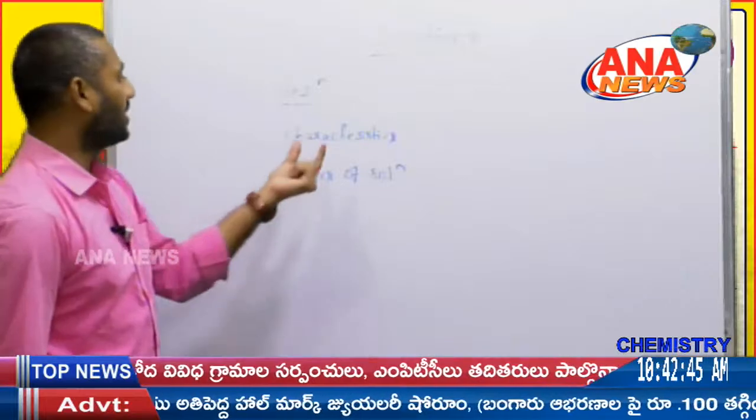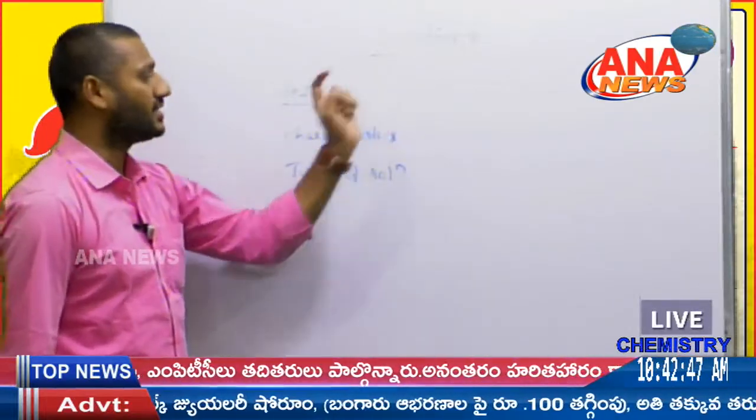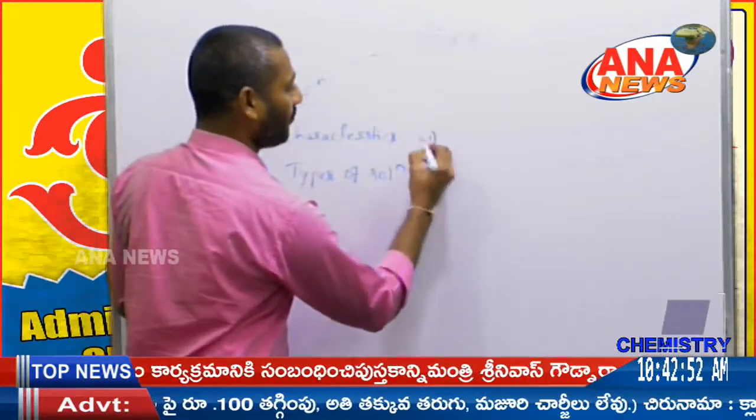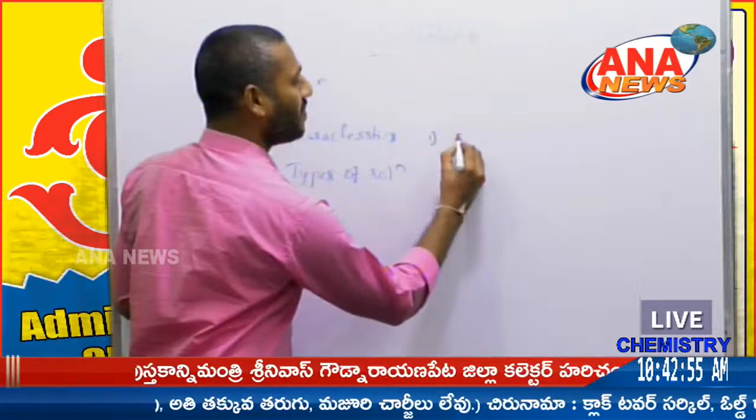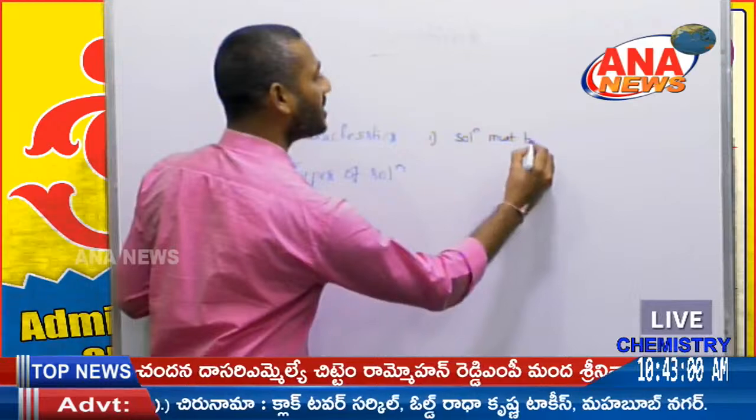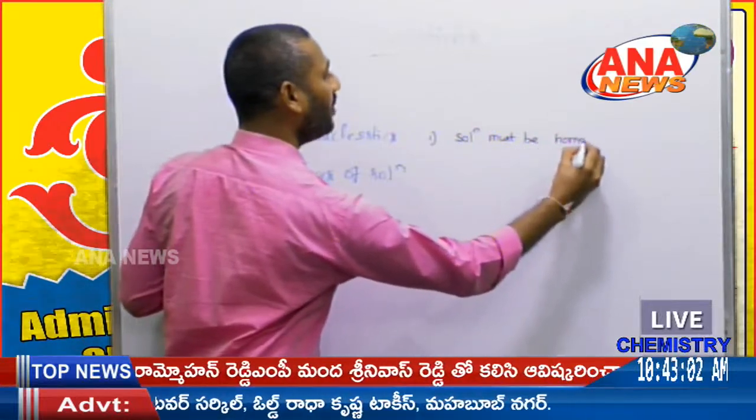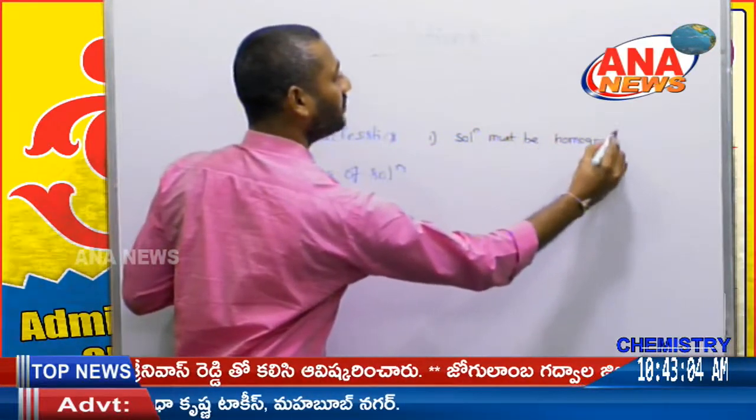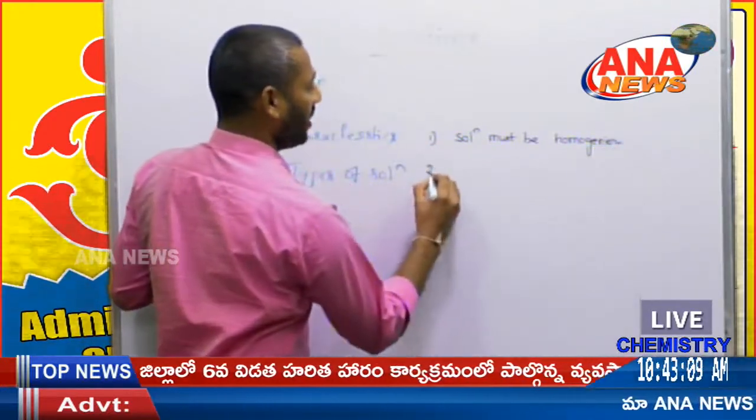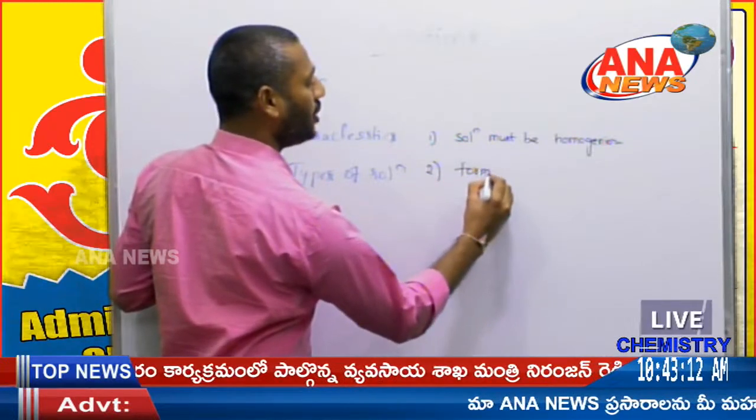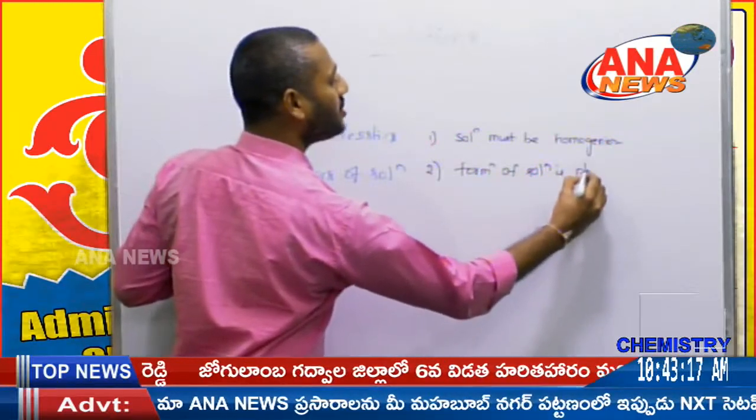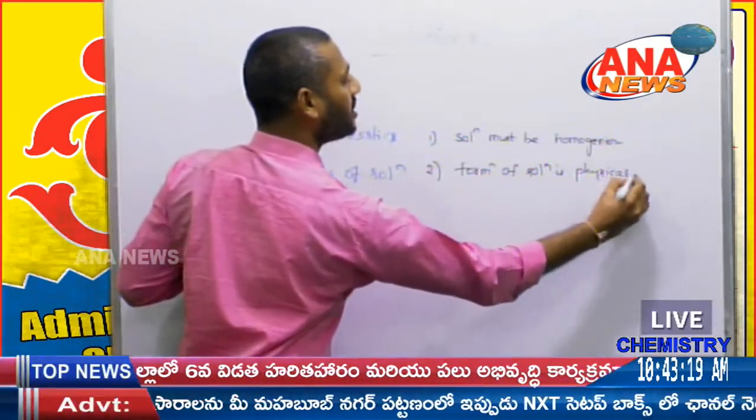Next, the characteristics definition is over. Already said that. Next one is the characteristics of the solutions. In these characteristics, the first point is, as already said, the solution must be homogeneous. Next one, the formation of solution. The formation of solution is a physical change, not a chemical change.